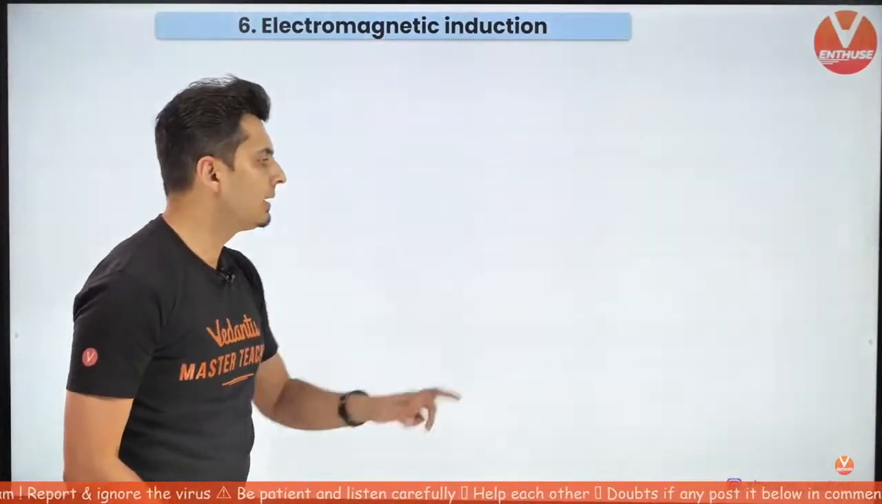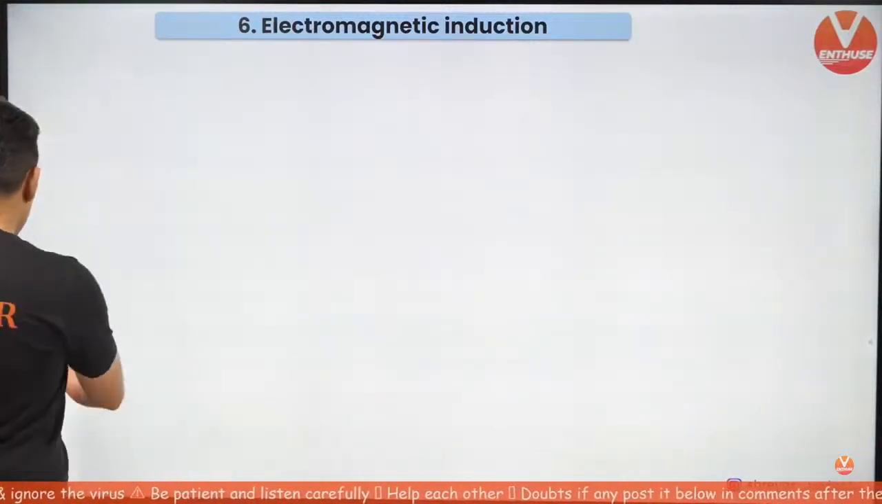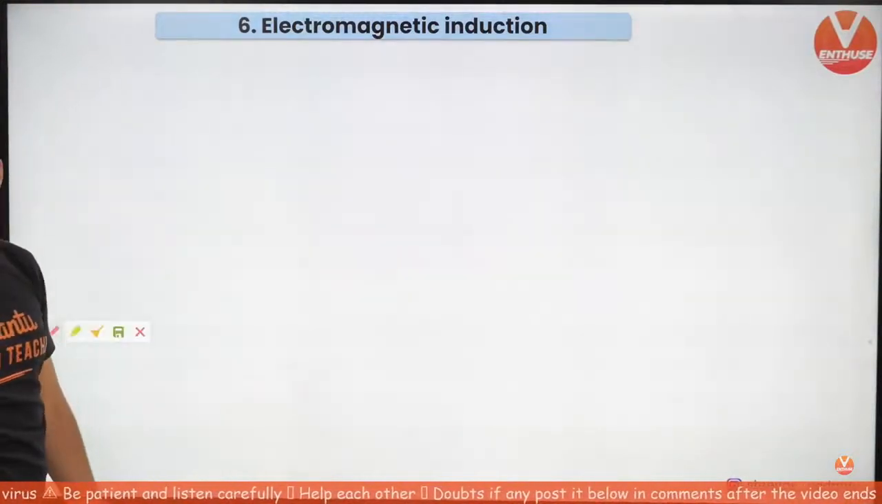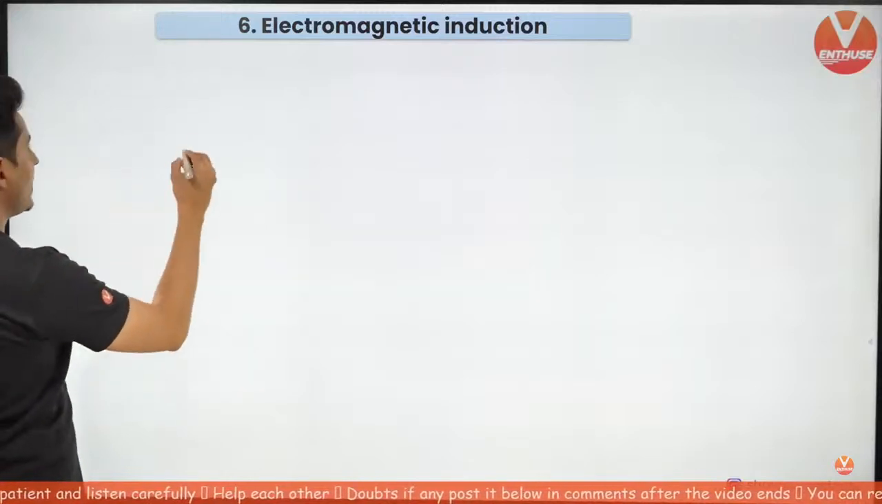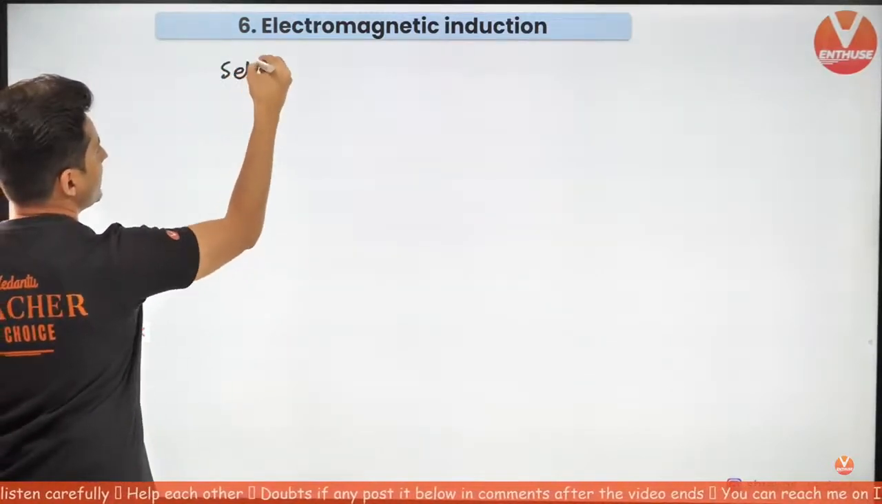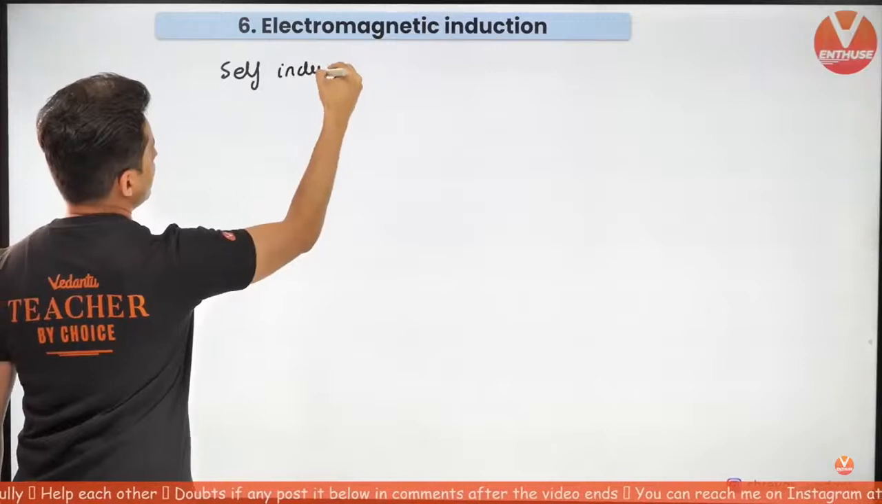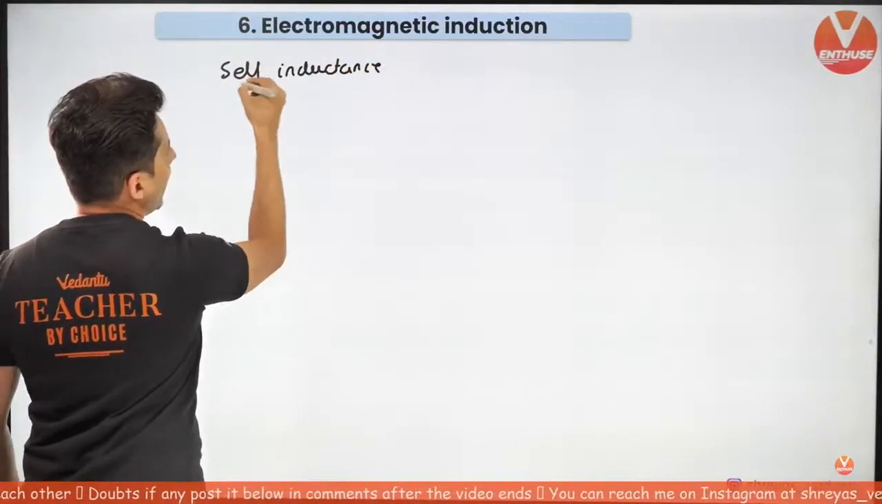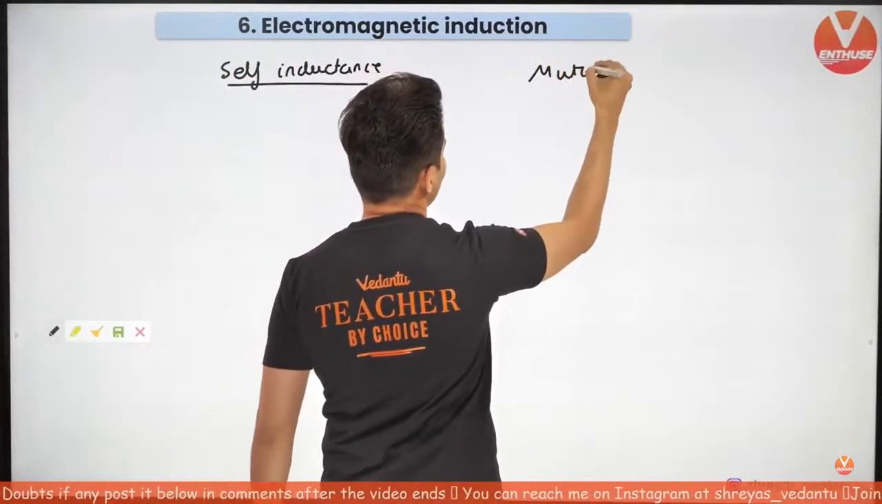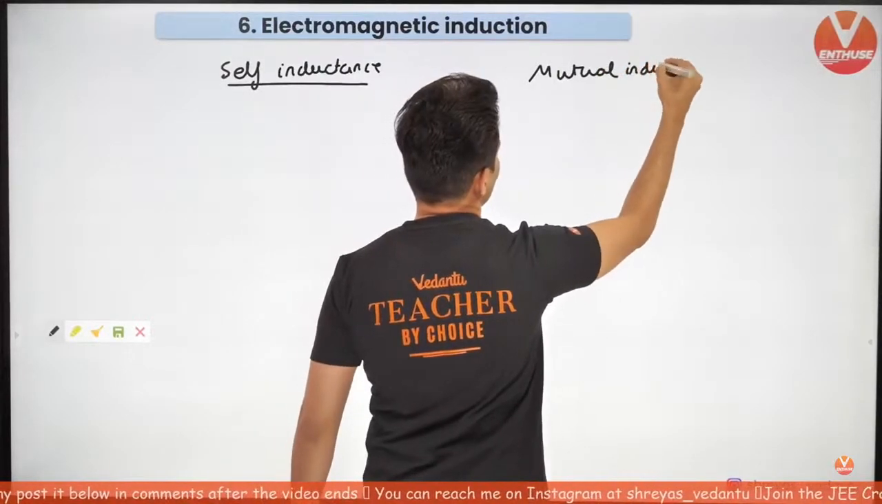Chalo. Moving ahead to the next part. There are only few things over here like inductors and all of that. So let me quickly tell you about it. So you have self-inductance and you have mutual inductance.